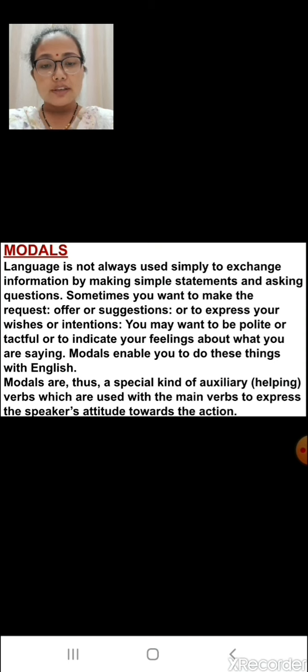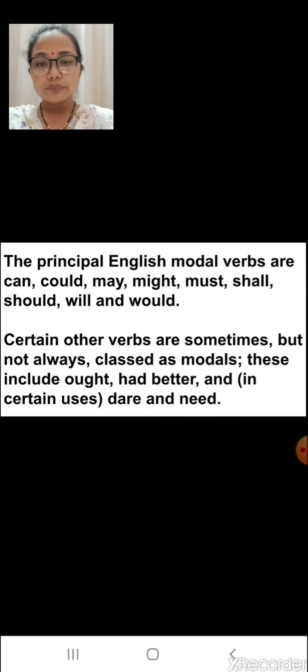Modals are thus a special kind of auxiliary, that is helping verb, which are used with a main verb to express the speaker's attitude towards the action. The principal English modal verbs are can, could, may, might, must, shall, should, will, and would. Certain other verbs are sometimes, but not always, classed as modals. These include ought, had better, and, in certain uses, dare and need.